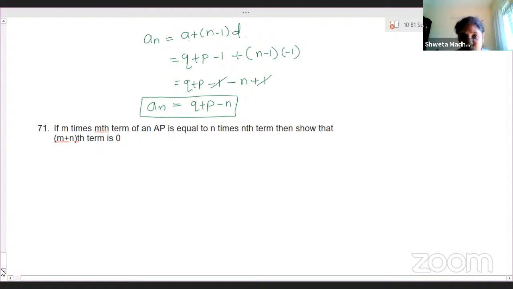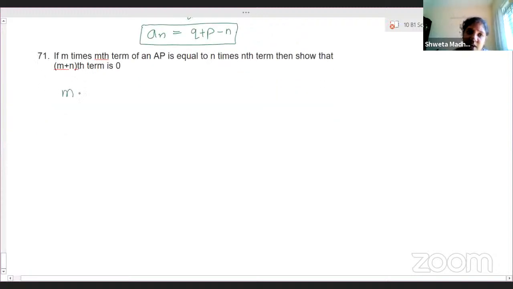M times the mth term of an AP is equal to n times the nth term. Then show that the (m plus n)th term is 0. So they have given m times the mth term is equal to n times the nth term. This is what they have given, and we have to prove that the (m plus n)th term is equal to 0. Yes, Arav, continue.